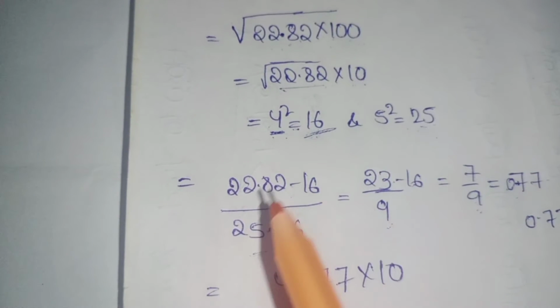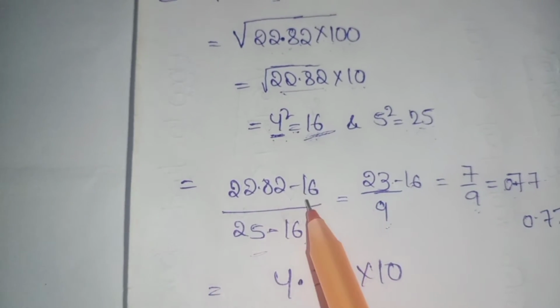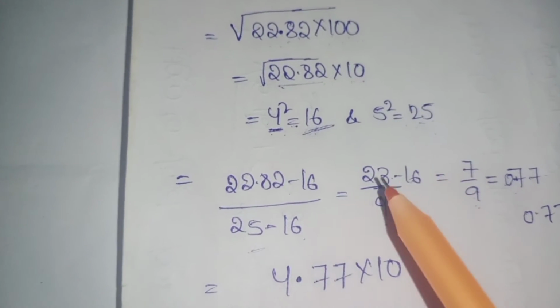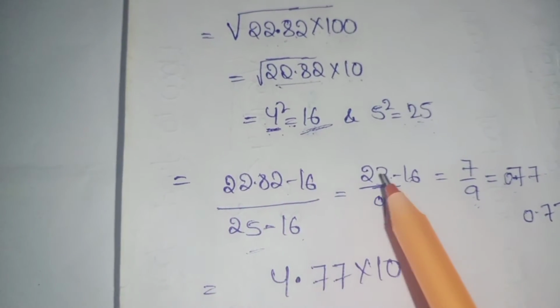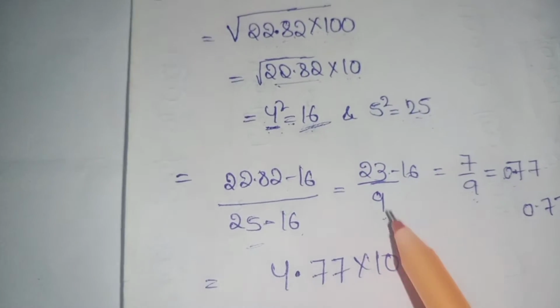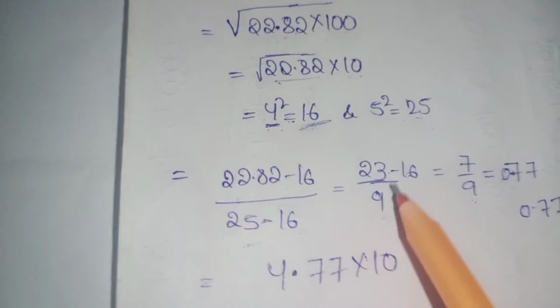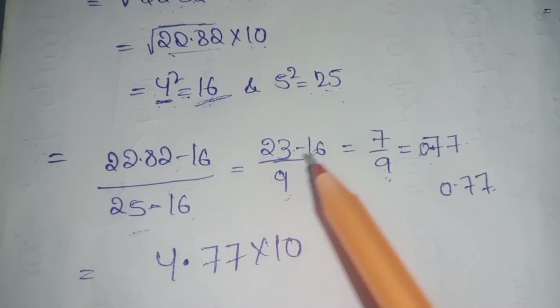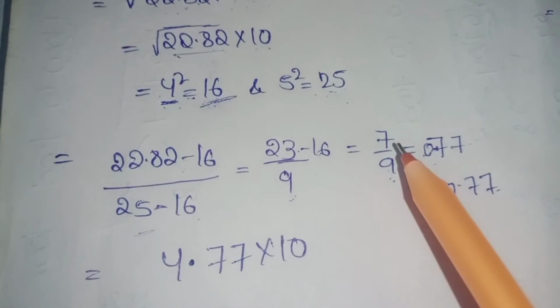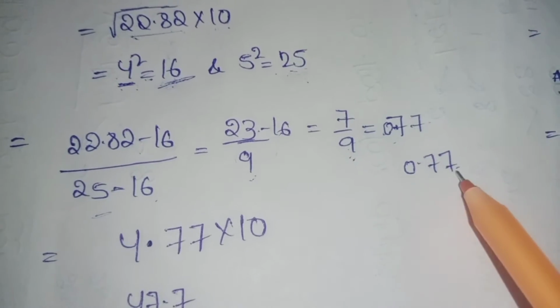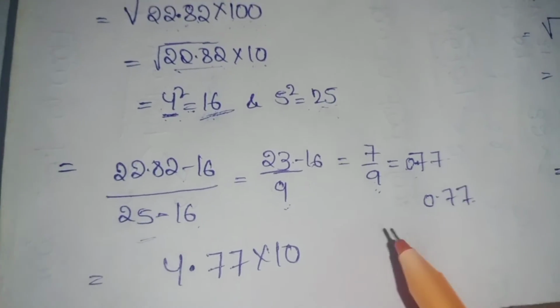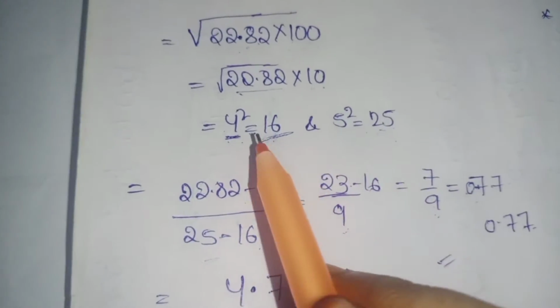If you don't know, you can subtract 22.82 minus 16. For easy calculation, I take the approximate value. So 22.82 is 23, 23 minus 16 over 25 minus 16, which is 9. Simplifying, we get 7 by 9. What is the answer of 7 by 9? 0.77.